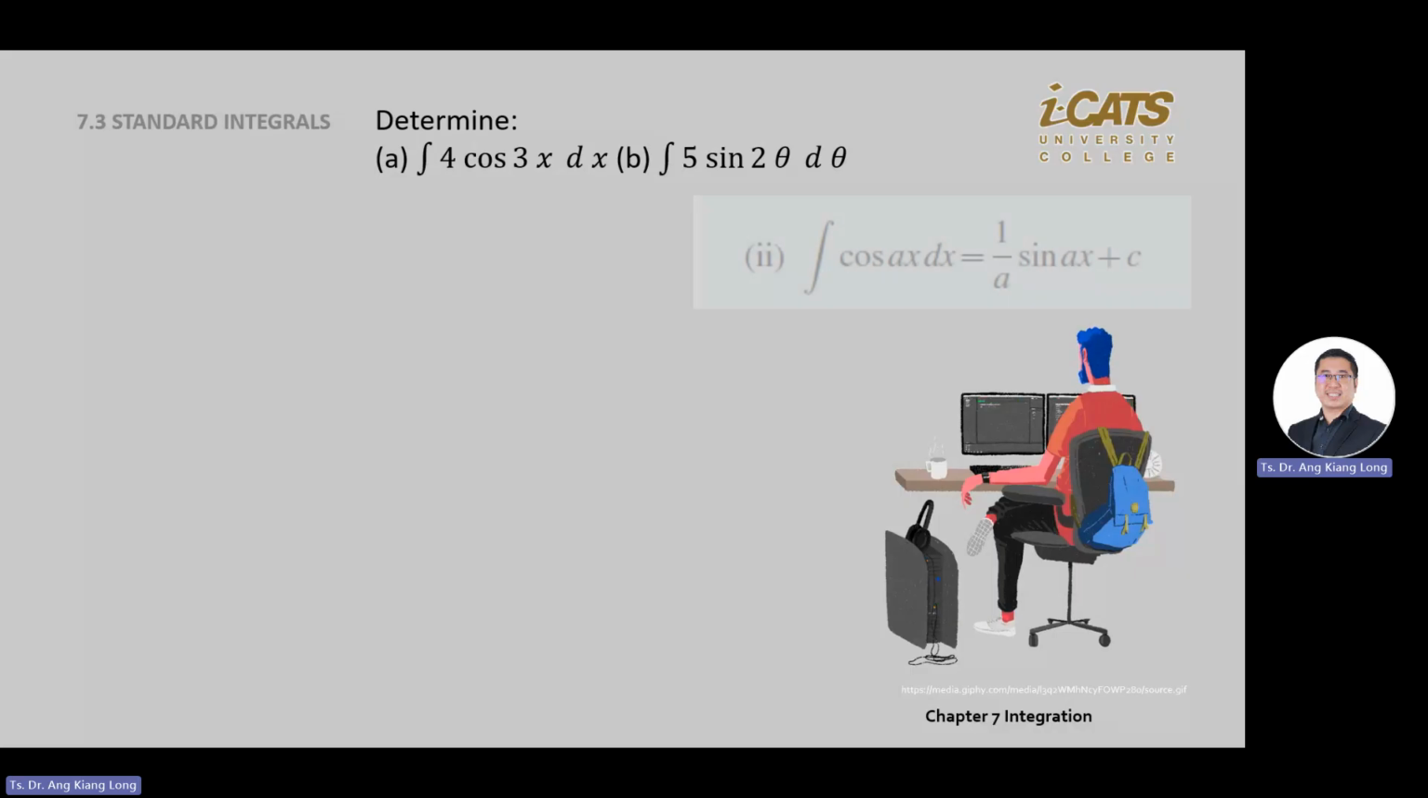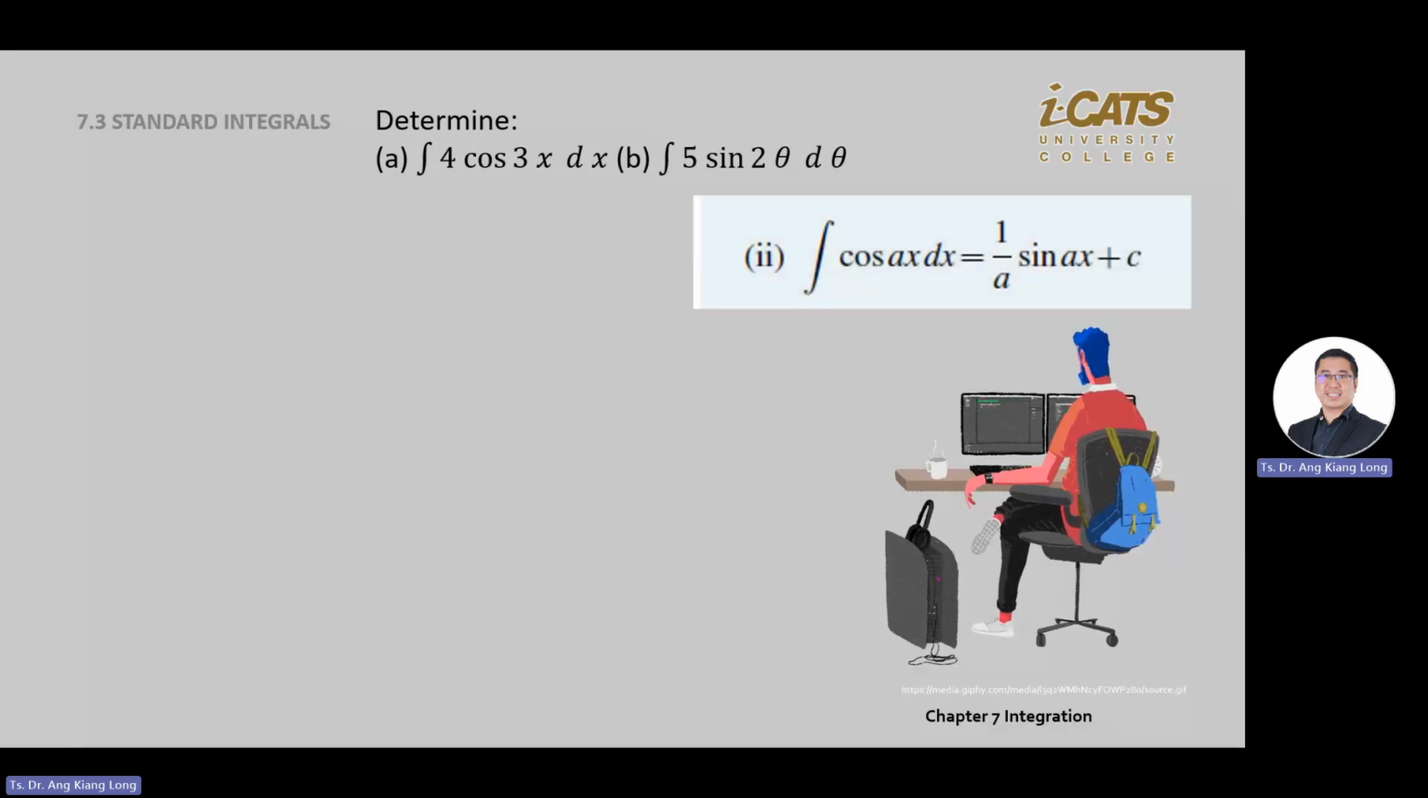Yeah, okay. The rest is still the same, but using the second formula. This one is inside your tutorial already. You just do the same. Identify what is your A, the constant value in front of the cos. Pull it out, just put it outside the integration sign. Then you only do the cos ax dx component. In this case, your cos 3x, your A is 3. Then you straight away convert this into 1 over A sin ax plus C.